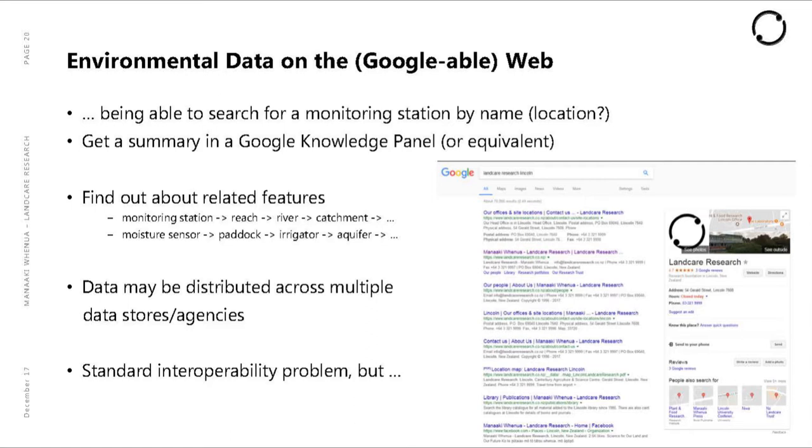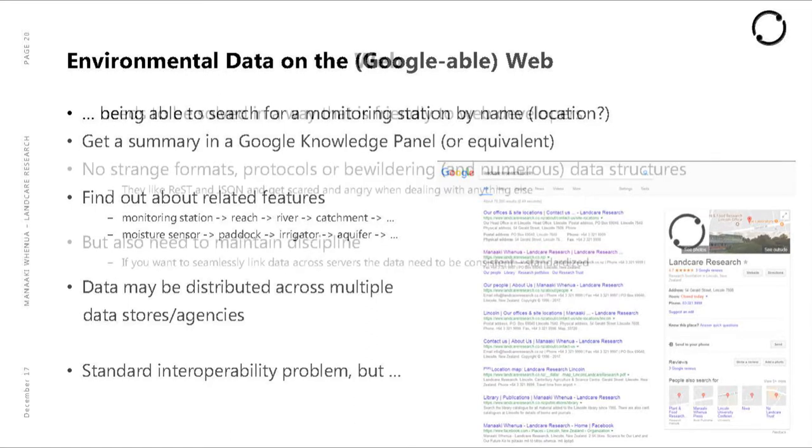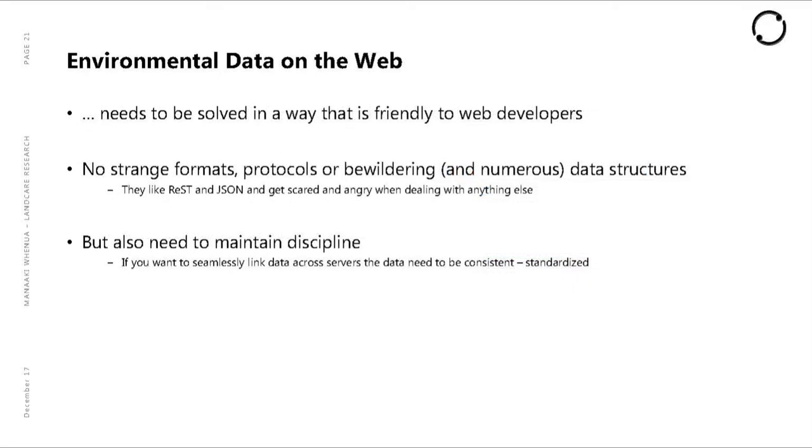Now, that's a standard interoperability problem, but we're looking at doing it in a way that is friendly to the current set of web developers. This isn't one answer to fix every problem, but there is a huge community out there that wants to use this data in their systems with a minimal time to understand the protocols and that kind of thing, and we need to work with them. So, no unusual formats or bewildering data structures and that kind of thing. We don't want them getting scared and angry when they see a square bracket.